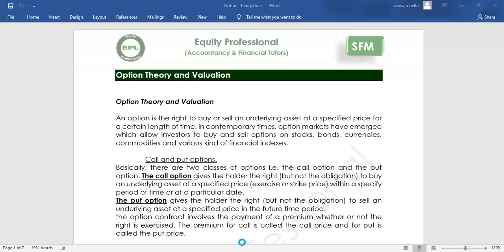We explained the Greeks. The Greeks measure the sensitivity of option price or option value to a change in interest rates.